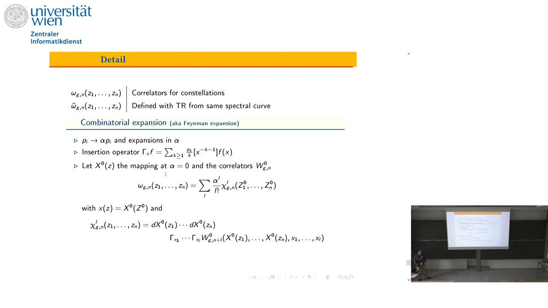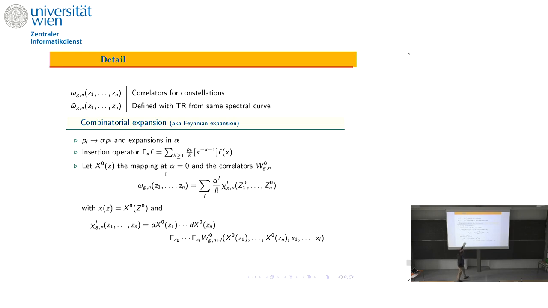So just to tell you the basic principles of how to do that, you define the correlators for constellations, omega g,n, and you define some correlators through the topological recursion for the same curve, omega tilde. And you want to show that omega and omega tilde are the same. Okay. So you will perform some Feynman expansion on both sides, basically, order by order in alpha, where alpha is a parameter that counts the number of internal faces.